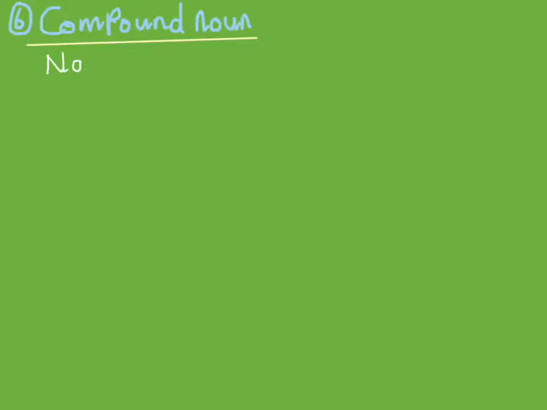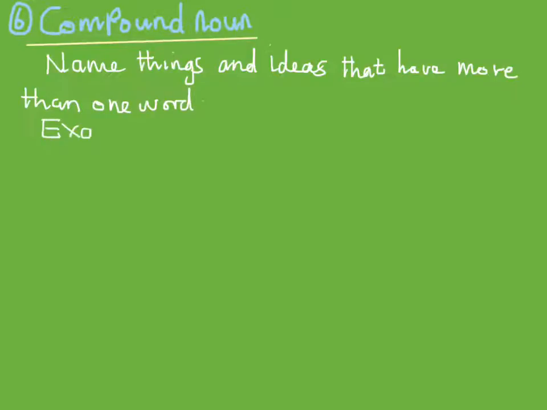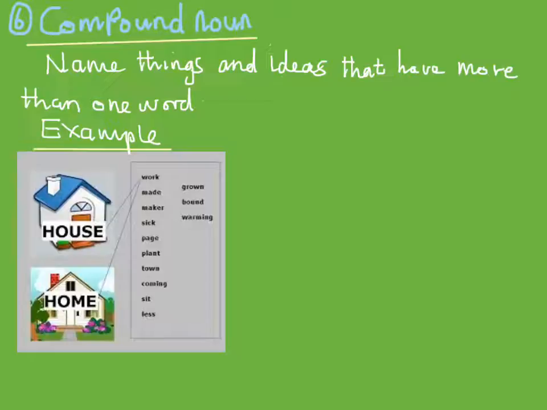Then we also have compound nouns. Compound nouns name things and ideas that have more than one word. They use more than one word to name things. For example, house. Using the word house and the word home, you can form a lot of nouns. In this case, if you look at the one called house, we can say housework, housemate, housemaker, housesick, house plant, house seat, houseless. Just like homework, homemade, homemaker, homesick, home page. All of these words are called compound nouns because they use more than one word to name something.